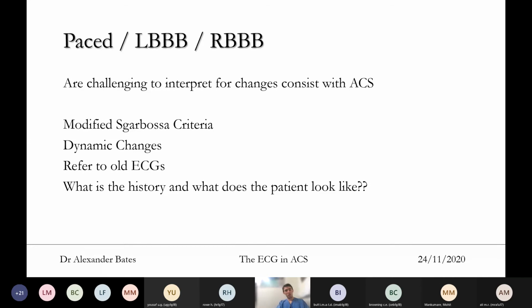So to interpret patients who have right bundle, left bundle paced rhythm, there are specific criteria you can use. Feel free to look at the modified Sgarbossa criteria. They're probably most popularly used. But the most important thing to do is, what does the patient look like, and is the ECG changing? And if there is concern, then escalate it.